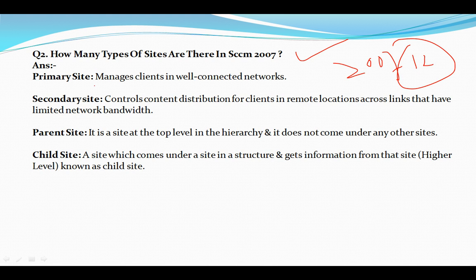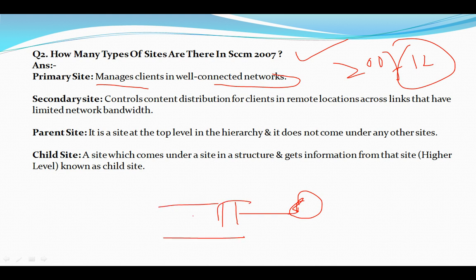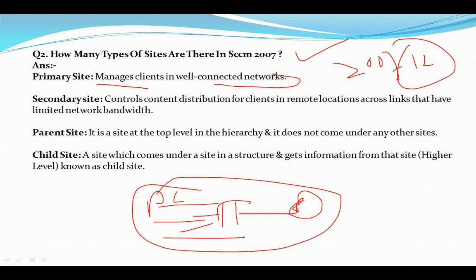First, primary sites. What does it mean? A primary site manages clients in a well connected network. For example, this is your router, this is your switch, and you have PCs on this side. You can say this is your well connected network. So it will manage all the devices or clients.